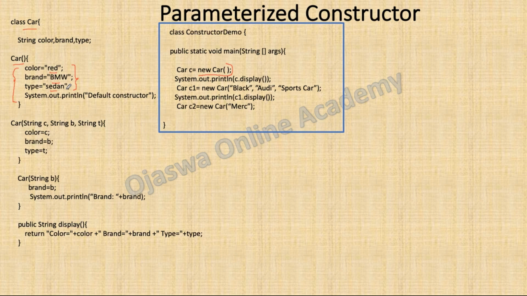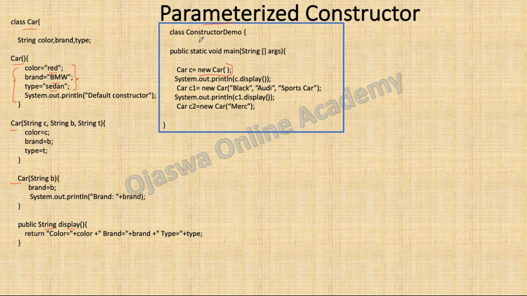Here comes the need for a parameterized constructor. A parameterized constructor is a constructor that accepts arguments or data from the object. You can have multiple parameterized constructors in your class. So, in this class Car, we have one default constructor and two parameterized constructors. Also, I have written a method display which returns string data to print the data of an object.